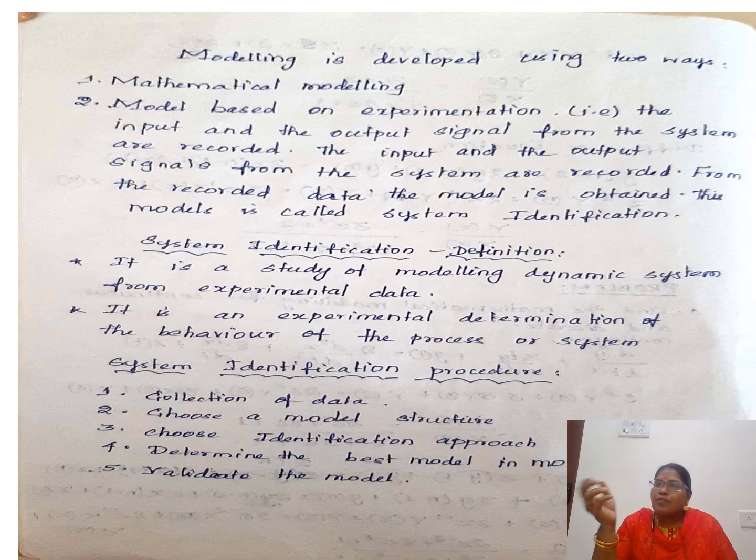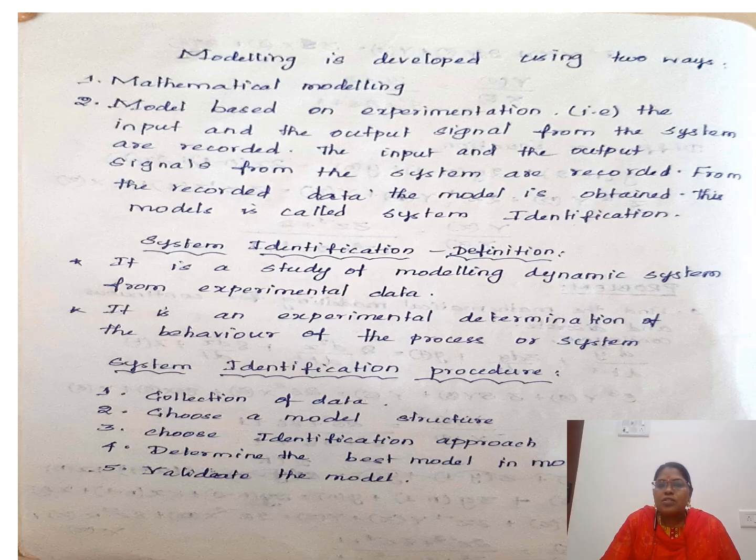After collecting the input and output data, the next step is you have to choose a model structure, that is, which model is suitable for that particular recorded input and output. If the model is not done up to that mark, or if it does not accurately detect the model, then we have to choose another structure and find the system identification.